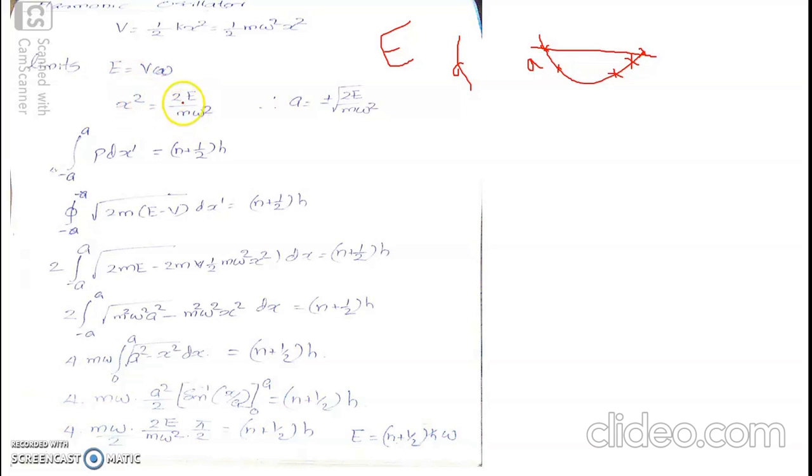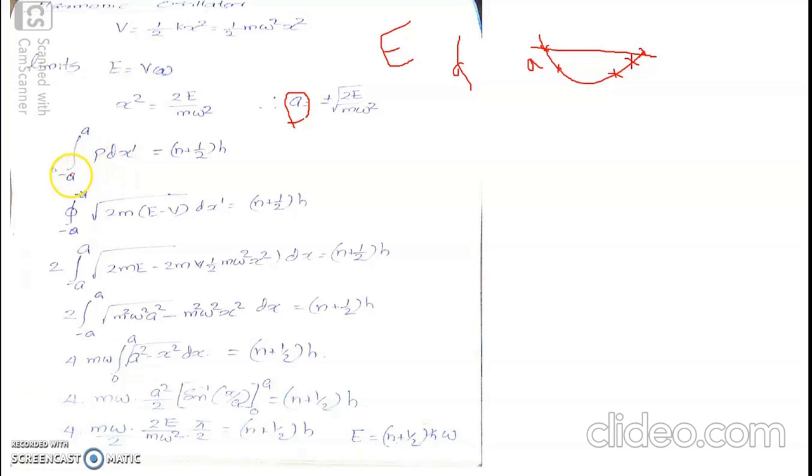That means x square equal to 2E by m omega square, and I'll represent this constant point as, say, A, and I can have two different choices for A having the same magnitude, A equal to square root of 2E divided by m omega square. Now look at the Bohr-Sommerfeld quantization rule.